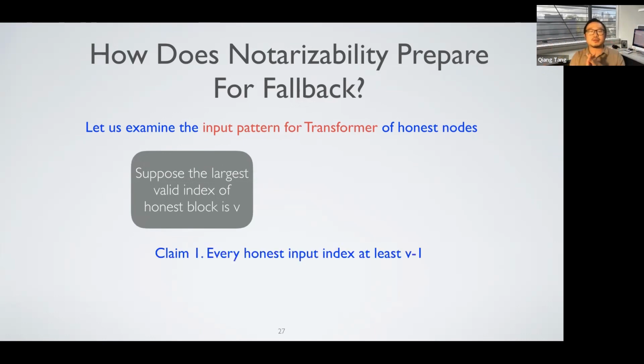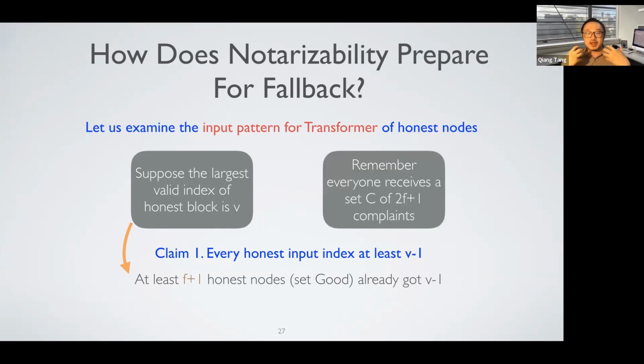So the first claim I'm going to make is that every other honest node's input index is going to be at least V minus 1. Why is that the case? Because of notarizability, right? Anyone who outputs valid block V means that at least enough people output block V minus 1. That's simply the definition of notarizability. So far, okay. And remember that the condition to enter this fallback mechanism, or transformer mechanism, is that an honest node receives enough complaints.